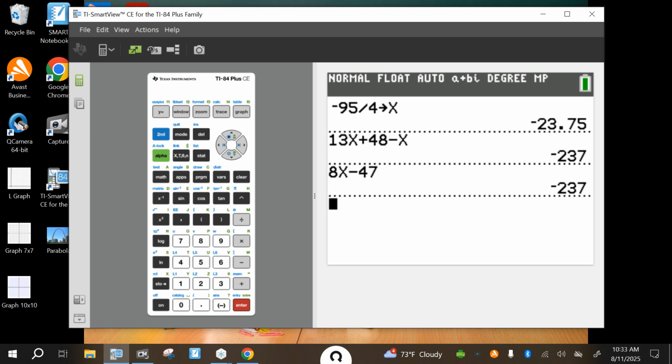Let's see if these batteries work now for you. Nope. Let's get you a new calculator. Okay. I'm just going to give you this one, and we'll get it situated later.